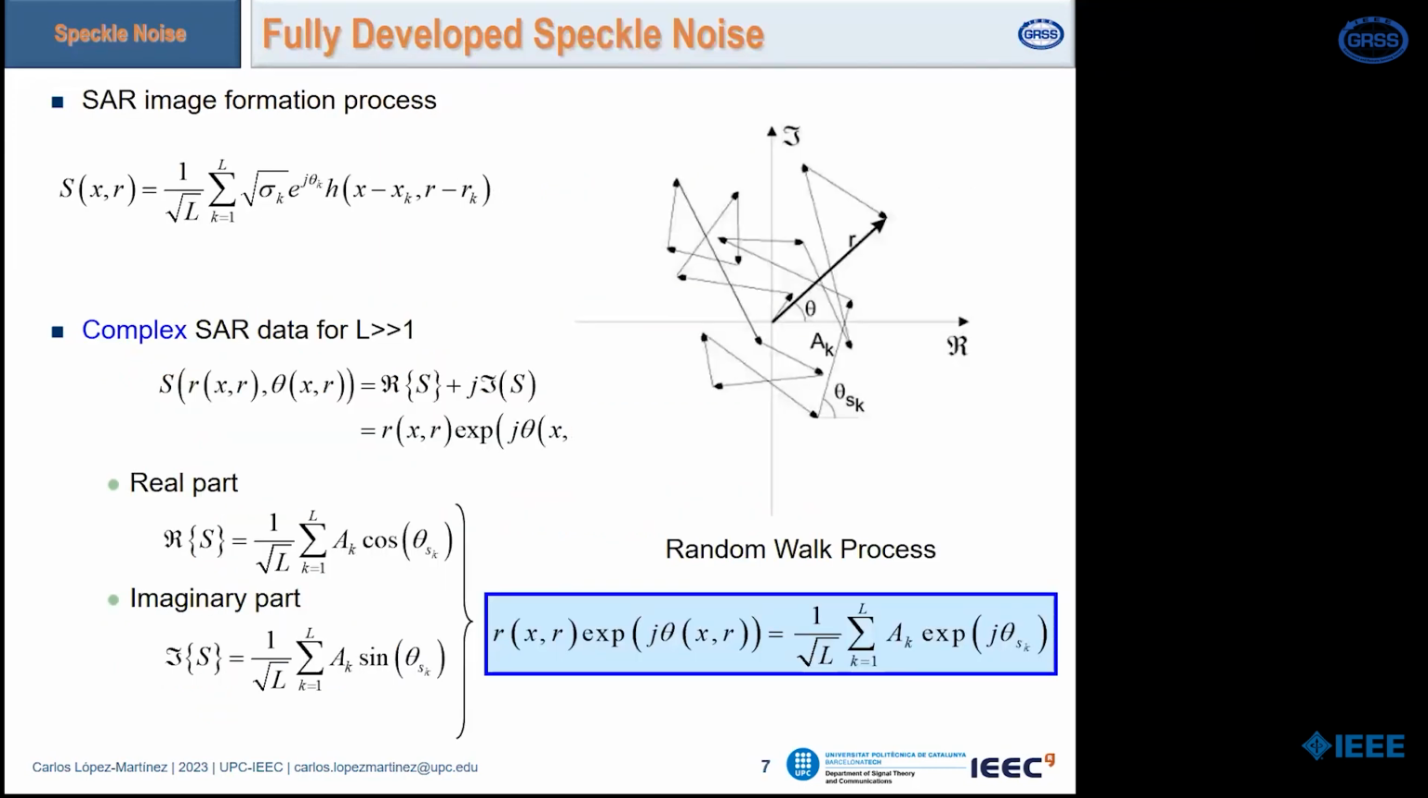Our image is this. The value of each pixel is created in this way. If L is equal to 1, we have one vector, which is the response of the target, and we can get some physical information. What happens when L is infinite? We have the addition of complex vectors.